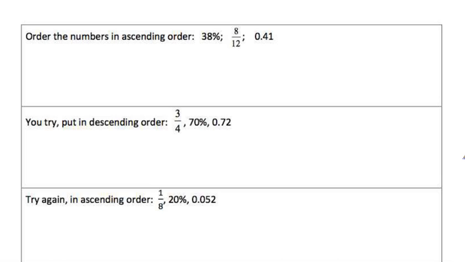So it says order the numbers in ascending order. Remember, ascending order starts with A, so it goes up into the air. So it has to go from least to greatest. Turn everything to decimals. So for the percent, the decimal point is here. Go away from being a percent. So 38% is really 0.38.